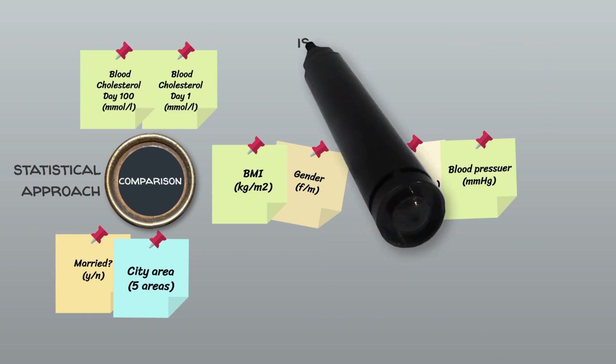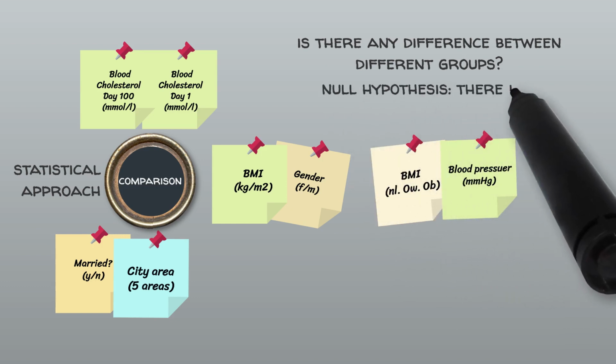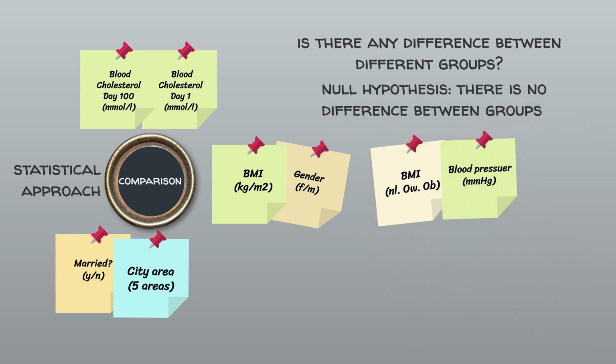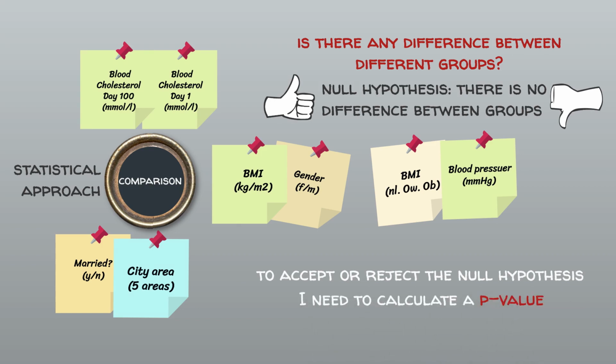In every kind of comparison, my research question is whether there's any difference between different groups. And the null hypothesis implies that there is no difference between groups. So, to answer the question, I need either to accept or reject the null hypothesis. And for this, I need to calculate a p-value.